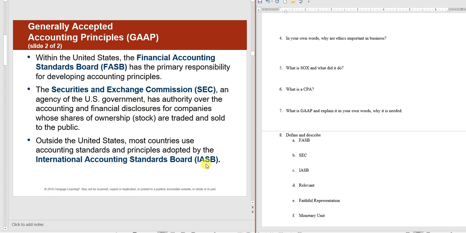The International Accounting Standards Board sets international accounting standards. Most countries outside the United States follow international accounting standards. We look at those as they're adopted, and we may adopt similar ones, but we do not have to adopt similar ones. We follow GAAP.